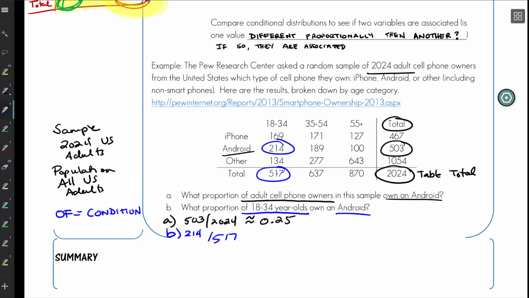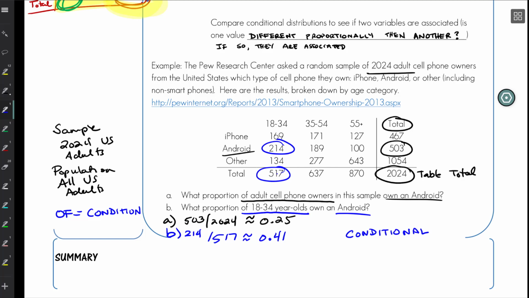Now, 214 divided by 517, that I need to go to my calculator for, but that is about 41% or 0.41. So now I can see that if I'm looking at 18 to 34-year-olds, I have about 41% of all 18 to 34-year-olds that are Android owners. So a couple of other things I want to write down here. First of all, we should recognize that this is indeed our conditional distribution. Okay, we know it's a conditional distribution because we were looking at one of the column totals or row totals as the denominator.